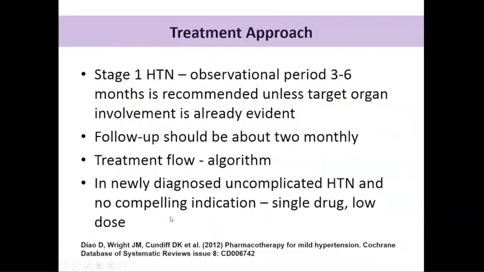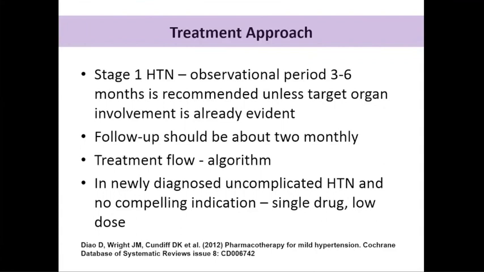Let's come to the treatment approach. Let me go through this very seriously. If your patient has stage 1 hypertension, which is more than 140/90, we give an observation period of 3 to 6 months. Then we ask them to do therapeutic lifestyle changes, and we give a single drug. First of all, anyone who has a high BP or pre-hypertension, we should give therapeutic lifestyle changes, TLC.